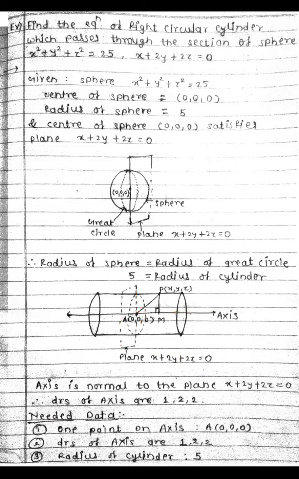So here the direction ratios of the axis are: the coefficient of x is 1, of y is 2, and of z is 2. So we obtain the direction ratios of the axis as 1, 2 and 2. And third, we require the radius of the cylinder, which we already mentioned is 5. So we obtain three pieces of information: one point on the axis, the direction ratios of the axis, and the radius of the cylinder. If we know these three things, then we can find the equation.